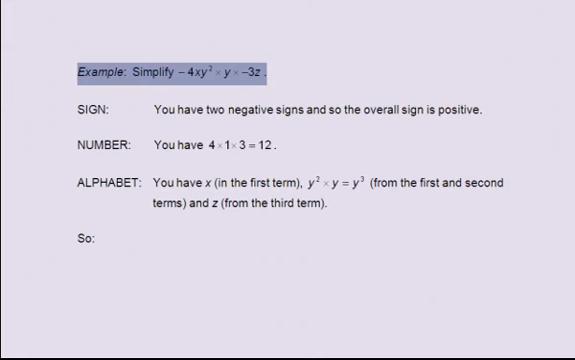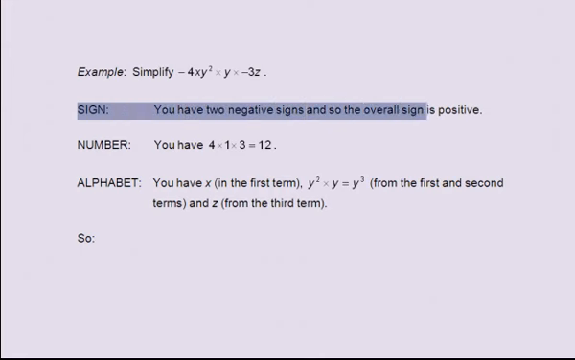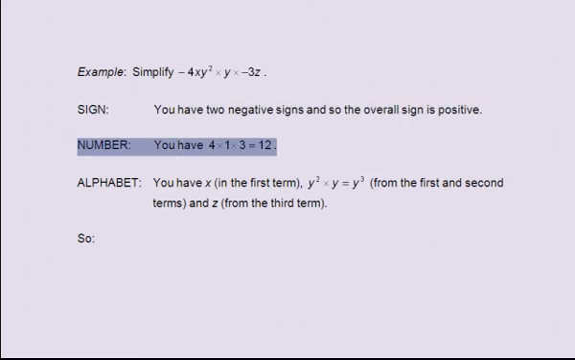Let's do a more complicated example. Simplify minus 4xy squared multiplied by y multiplied by minus 3z. Sign. You have two negative signs, and so the overall sign is positive. Number. You have 4 multiplied by 1 multiplied by 3, which equals 12. Alphabet.